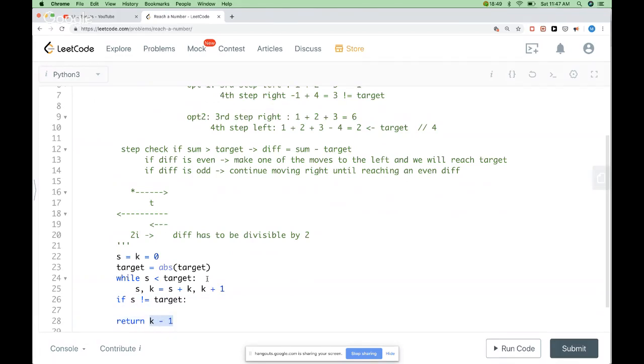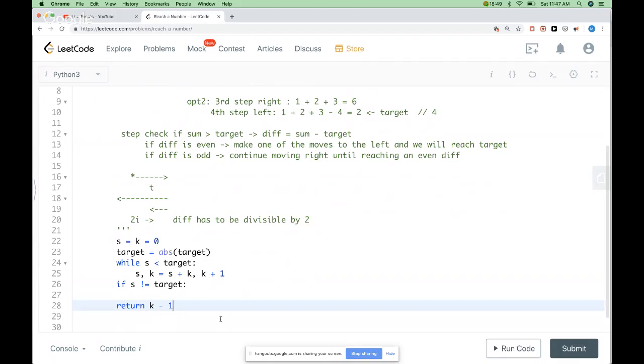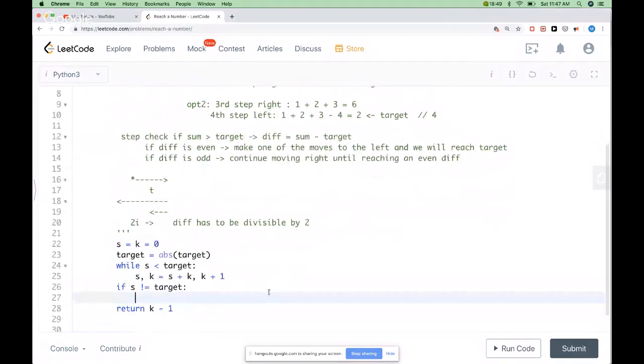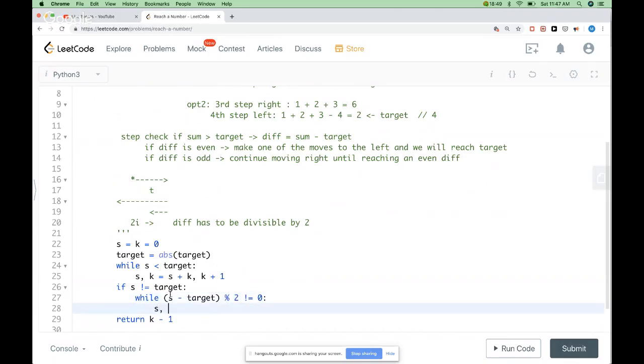Why am I doing k minus 1 here? It's because if we exit the loop, we already did an additional k plus 1. So I do minus 1 to return the number of steps. So what did we do here? We said that if the difference is odd, just keep increasing. So let's write that. While the difference between the sum and target is odd, which means it's not divisible by 2, then just keep going to the right. So that would be k plus 1.